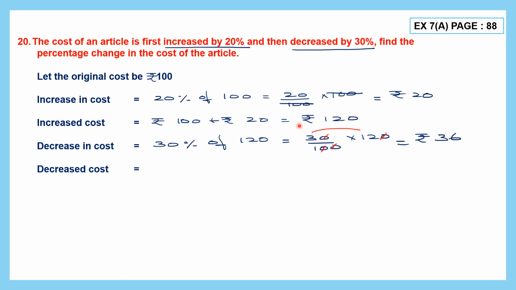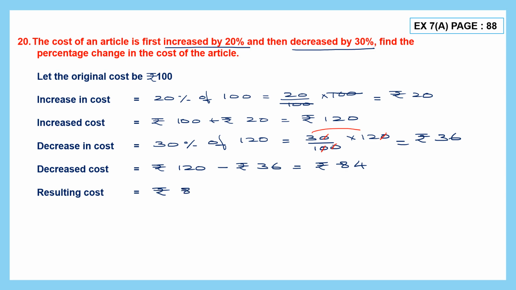That is 120 rupees. From that, 36 rupees has been decreased. So we have to say rupees 120 minus 36 rupees. When you subtract these two, you will find the decreased cost, that is the new cost. And that is 84 rupees. 120 minus 36 is 84 rupees. And this is the resulting cost, the final cost.